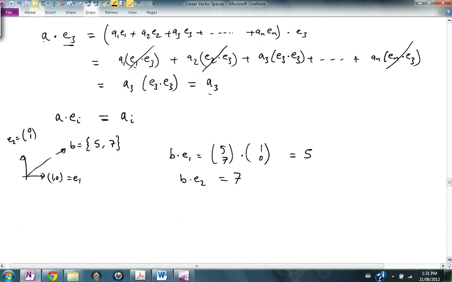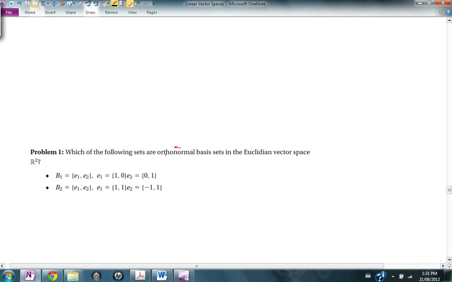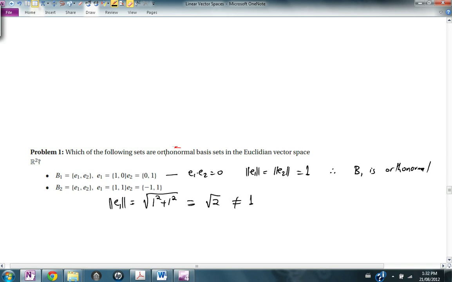Which of the following sets are orthonormal basis sets for the Euclidean vector space R2? Now, of course, here E1 dot E2 equals 0, and norm E1 equals norm E2 equals 1. Therefore, B1 is orthonormal. Here, right away, norm E1 is equal to the square root of 1 squared plus 1 squared, which is equal to square root of 2, not equal to 1. Therefore, B2 is not orthonormal.